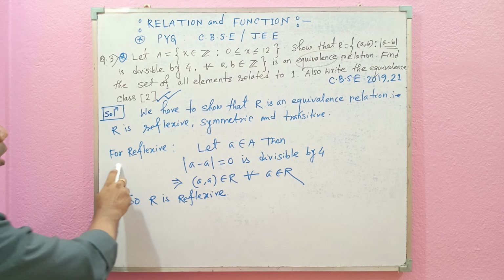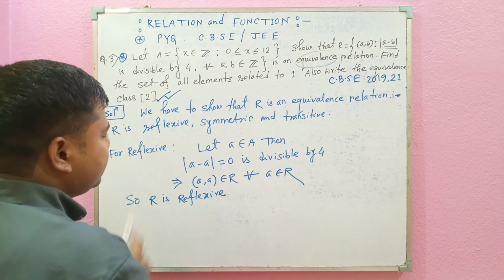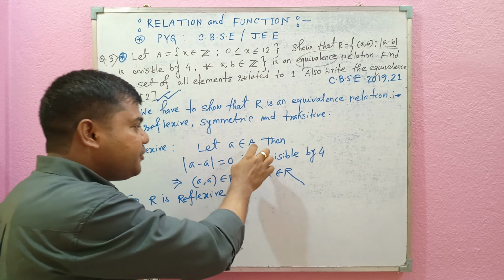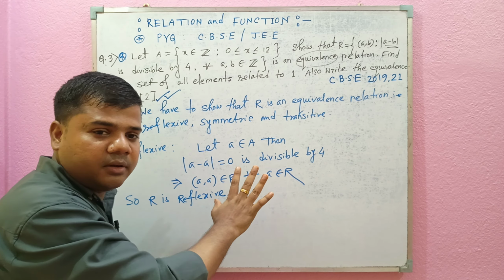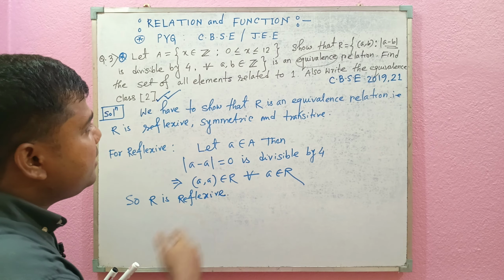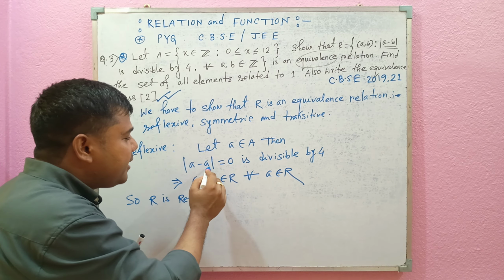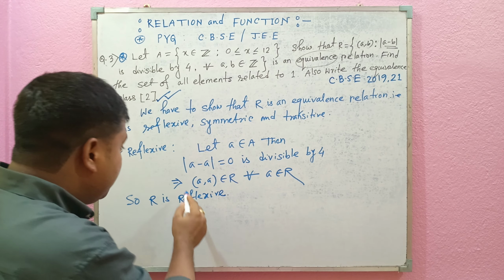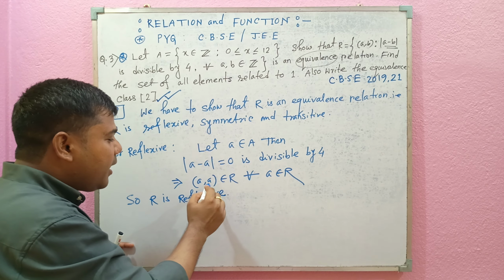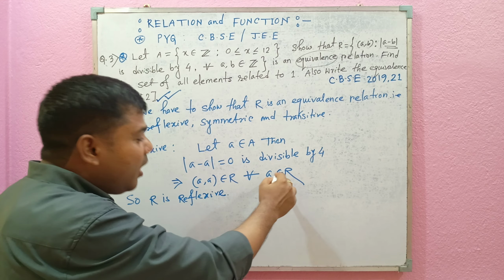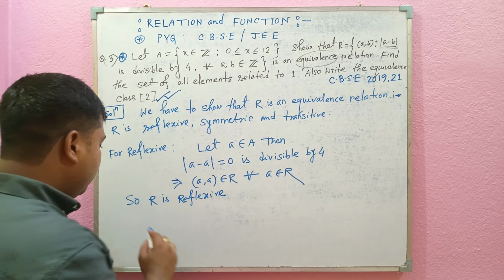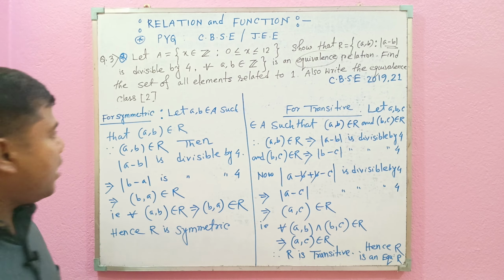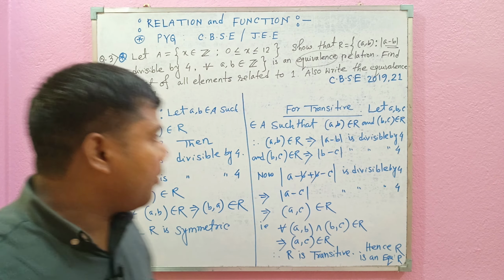First of all, for reflexive, let a be any element of the set A, that is, a belongs to A. Then we can clearly say that modulus a minus a is equal to 0, and 0 is divisible by 4. Which implies that (a, a) belongs to R for all a belongs to A. So R is a reflexive relation. Okay. Now we will discuss the next part of the problem.